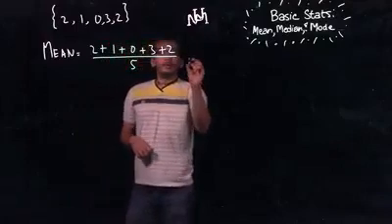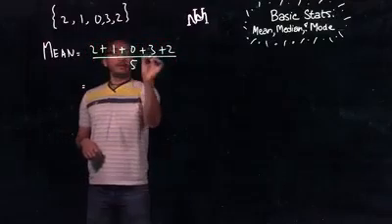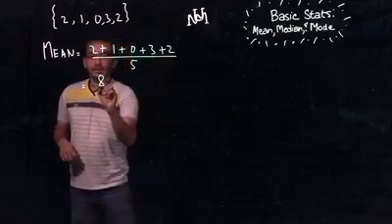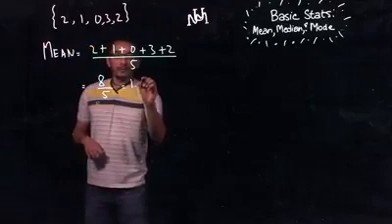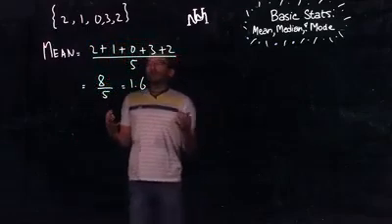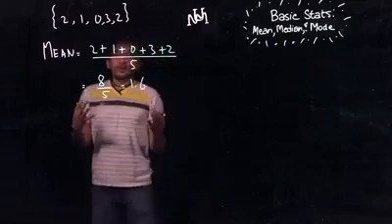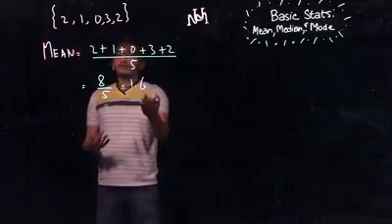So what we end up with is 2 plus 1, 3, 6, and 8. 8 divided by 5, which gives us the final answer of 1.6. So 1.6 is the mean of this sample, which means that on average, this particular individual scores 1.6 on any given test.